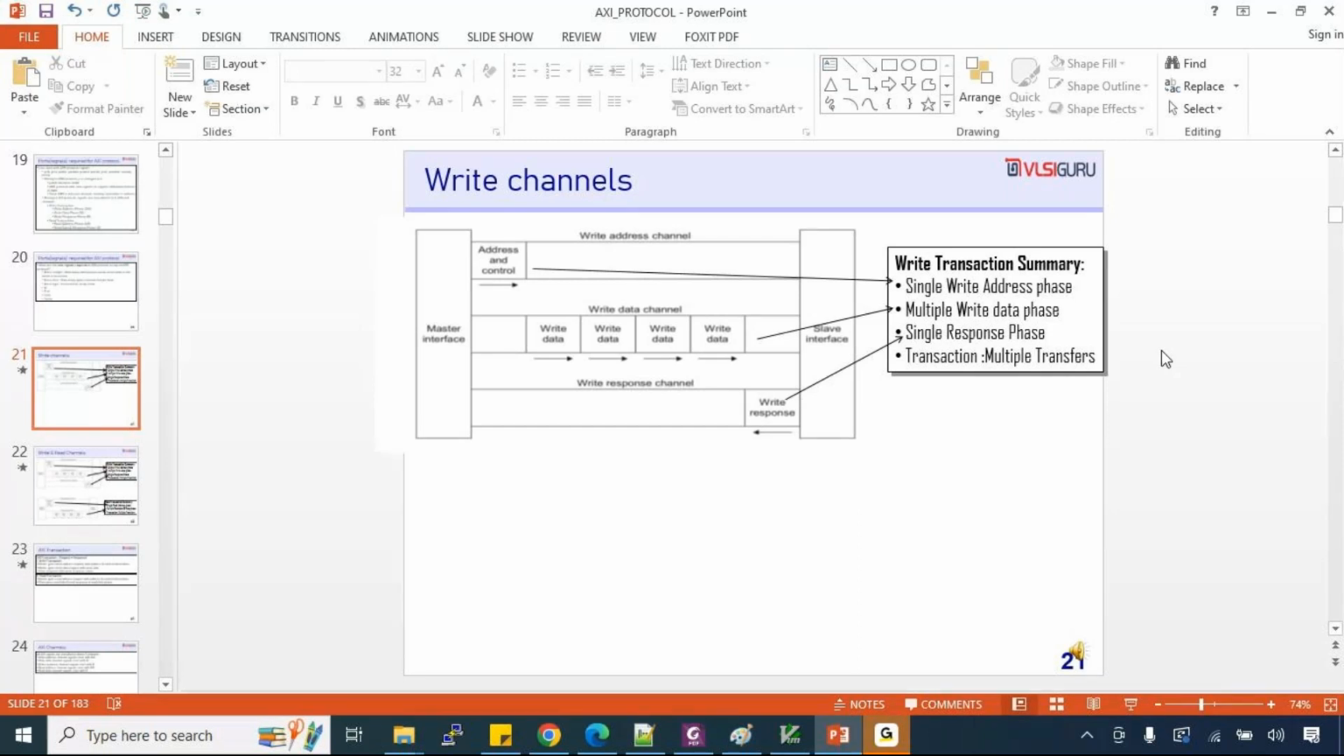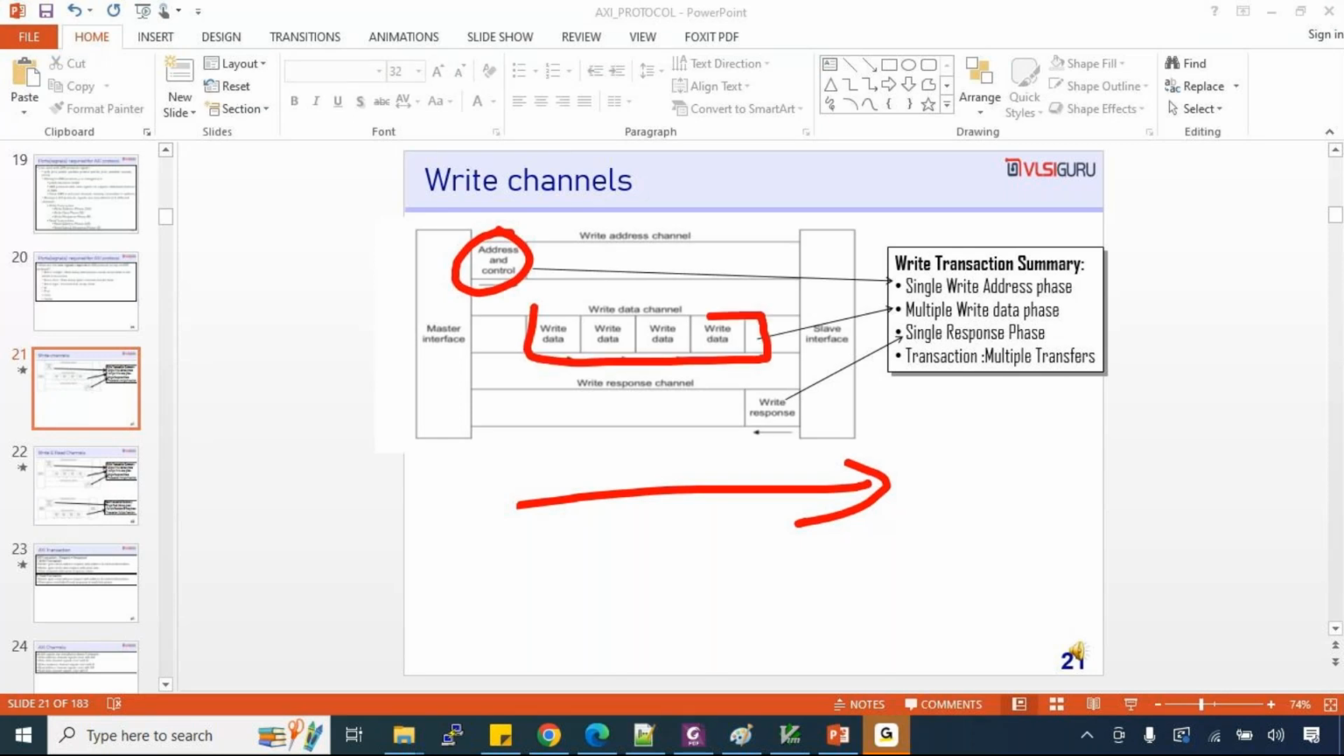Write response channel. What is the direction? Slave to master, because who will give the response? Slave. So you can see the direction. How many times should the response come? Only once. So that's how you can understand this diagram. See, this is the time axis, time coordinate. First this happens. Once that is done, next this will happen. Once that is done, the write response phase will happen.